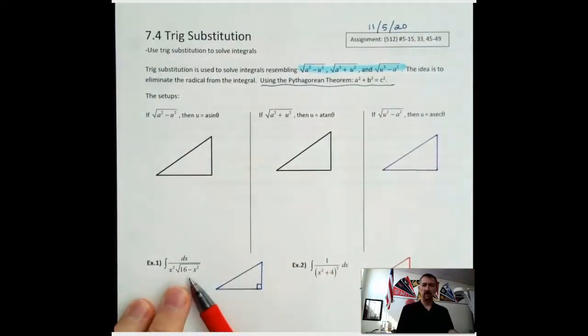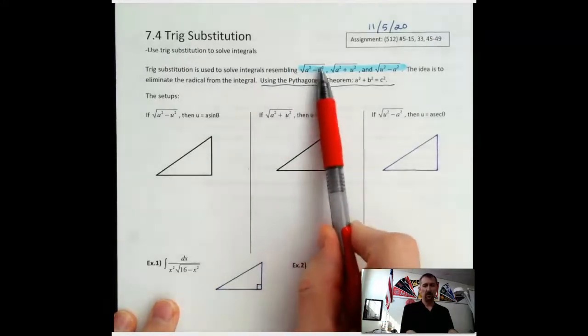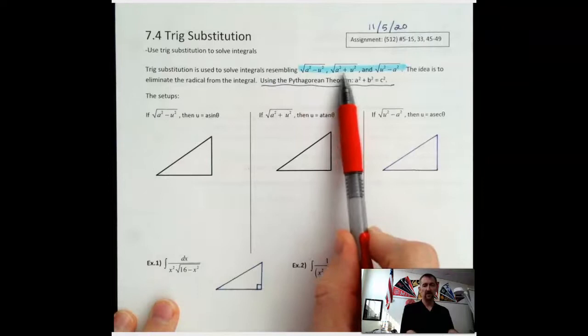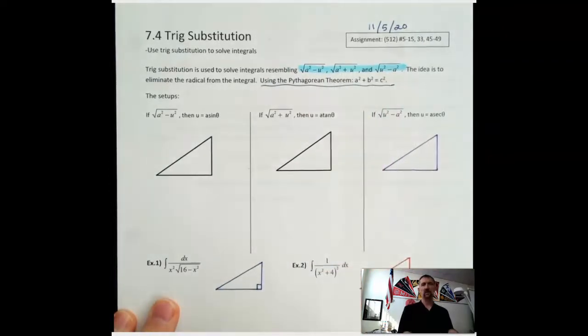And basically down here, when we have this situation, maybe you're thinking we could possibly use a u substitution on that, but then your du would be negative 2x, and we have an x squared. So u substitution is not going to work here. But when they fall into this pattern of a square root with the sum or difference of two squares, then we can use trig substitution. Okay?